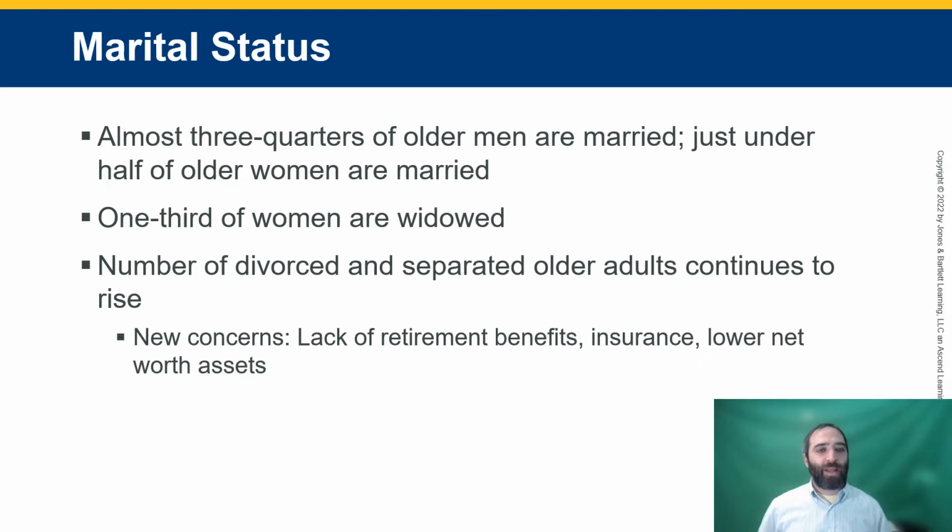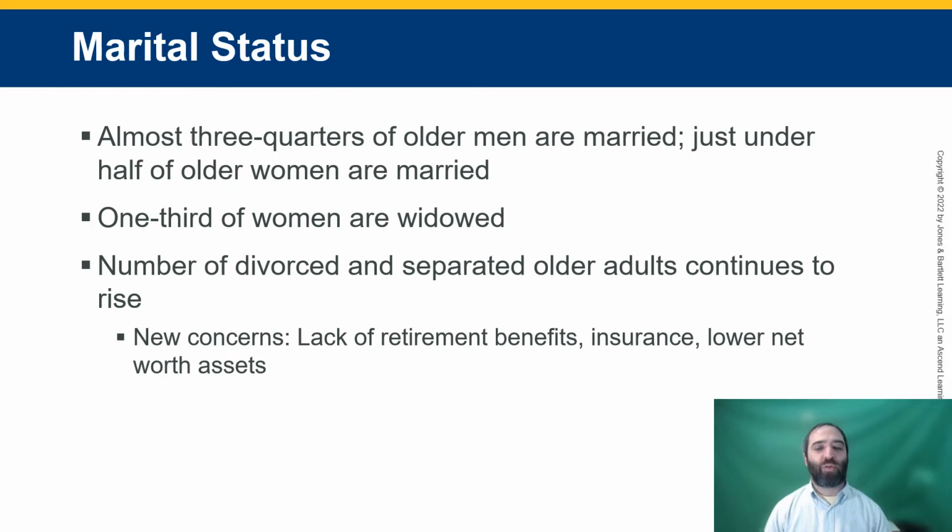Marital status. About 3/4 of older men are married. Just under half of older women are married. And so, wow, that's a big difference. You have 50% more men who are married as compared to older women. Why is this? Because women tend to outlive their husbands. About 1/3 of women are widowed. Oh, and women are less likely to get remarried if they get divorced, whereas men are more likely to get married if they're divorced. That also affects that number.